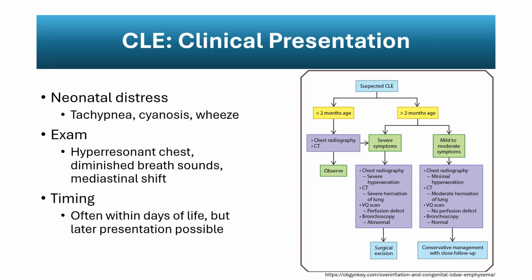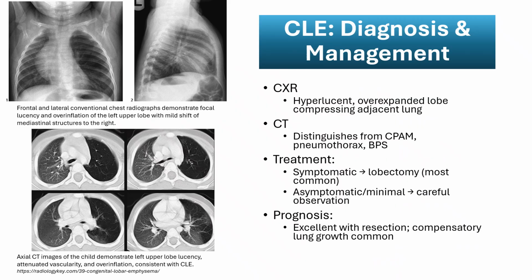Recognizing these clinical features allows prompt evaluation, ensures appropriate respiratory support, and informs the timing of imaging and surgical intervention for symptomatic infants. Diagnosis of congenital lobar emphysema relies on imaging studies that reveal overinflation of a lobe and compression of adjacent lung tissue. Chest X-ray typically shows a hyperlucent, overexpanded lobe with mediastinal shift. Computed tomography further characterizes the affected lobe, distinguishes CLE from other congenital lesions such as CPAM, pneumothorax, or bronchopulmonary sequestration, and identifies potential extrinsic compressive factors.